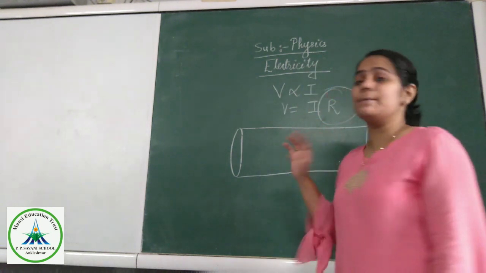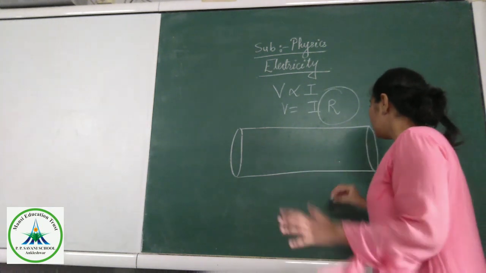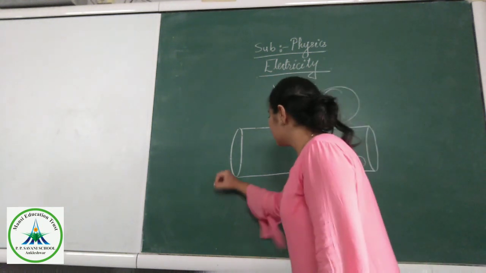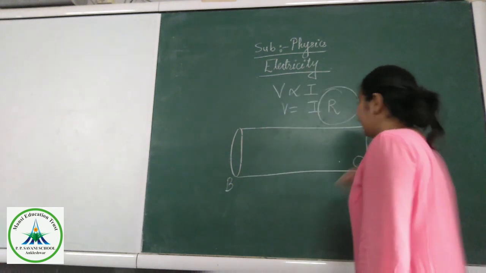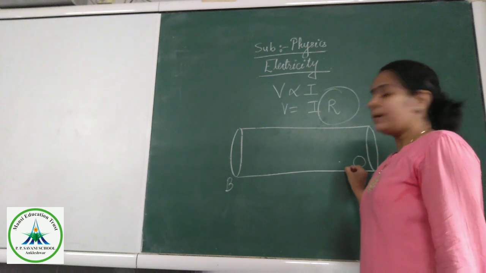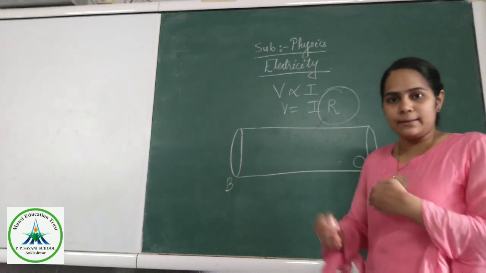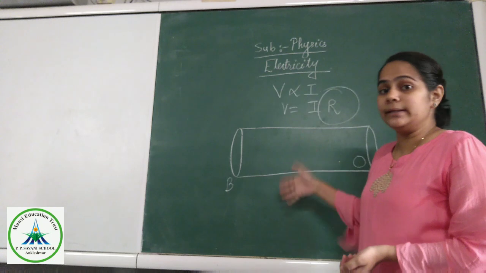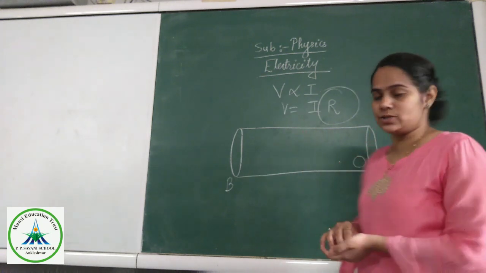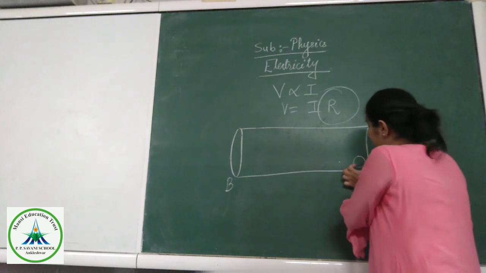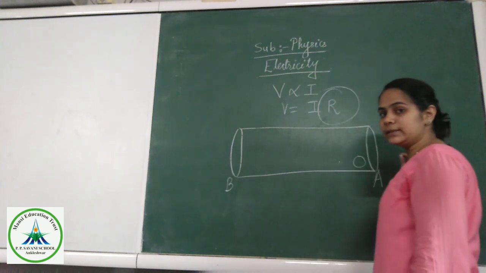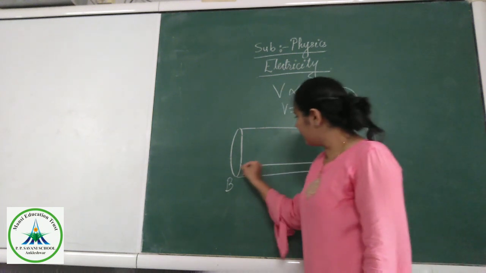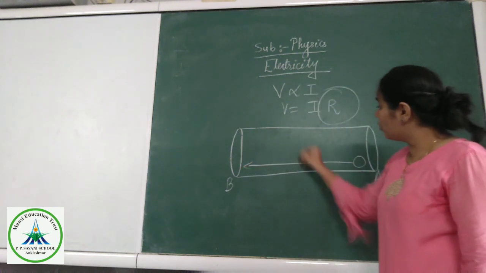Now we will understand this with a simple analogy. Suppose here is a ball, and this is your point B and this is your point A. Consider this charge as many balls, to understand how the resistance of the material can obstruct the flow of the charge. If I give a little bit of force, the balls will be going through obstacles.